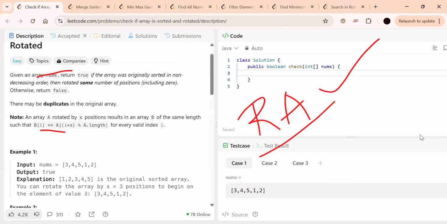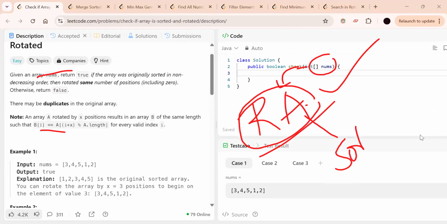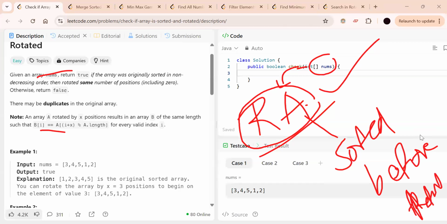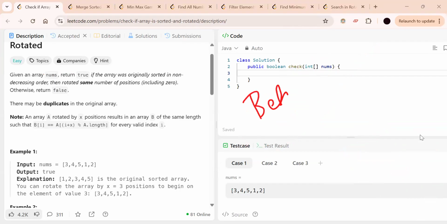This is how the questions are. We need to understand in such a way that it gives you proper valid information. At the end of the day, this nums is a rotated array. Now what we need to check is whether this rotated array was sorted before rotations. Before rotating, is this nums sorted or not? That is the point that we need to check for. I hope now the question is clear, right?